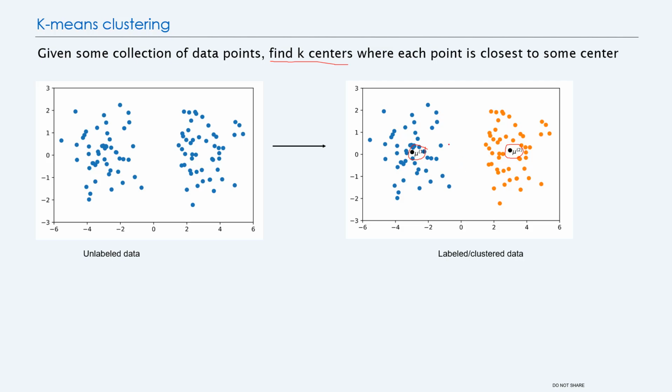Then we're going to find all the points that are closest to that cluster. In other words, the label for all the blue points is going to be this mean, and the label for all the orange points is going to be this label here. Now you can decide to do more clusters, but clearly this one has the number of clusters finalized.